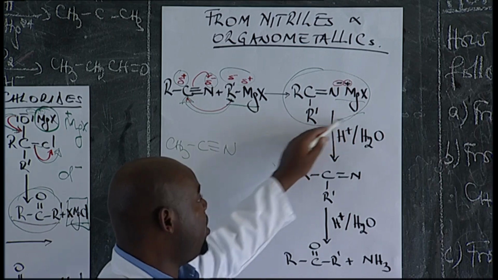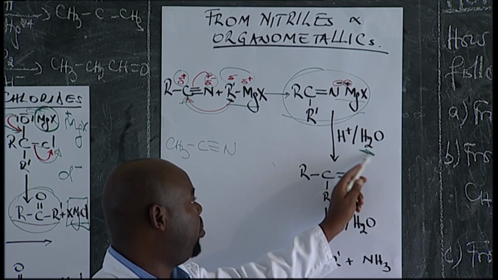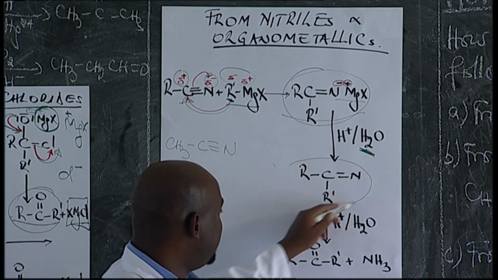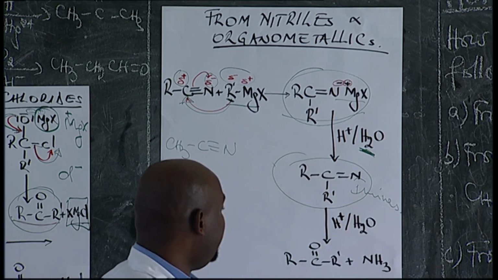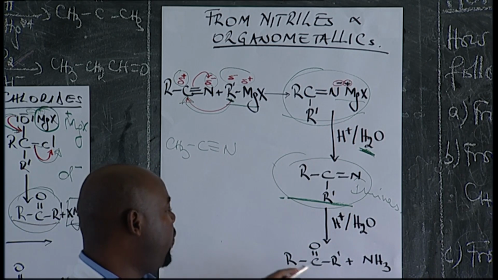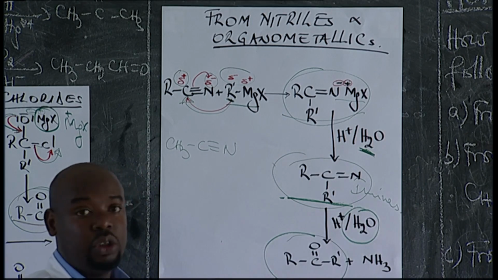When this intermediate is hydrolyzed, hydrolysis means reacting it with water, we produce this imine. But it is also an intermediate product which will give us the ketone we have here once it is also hydrolyzed.